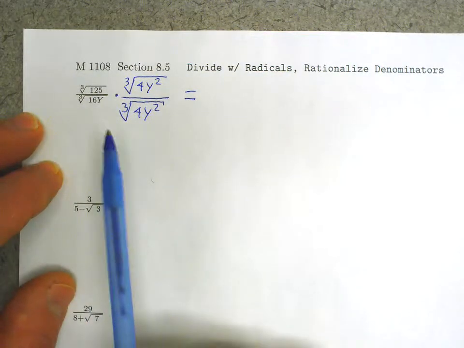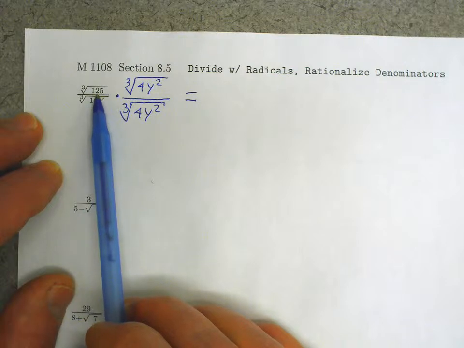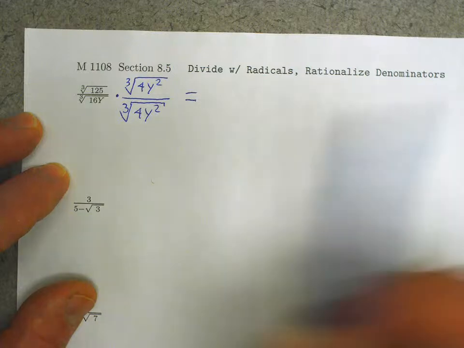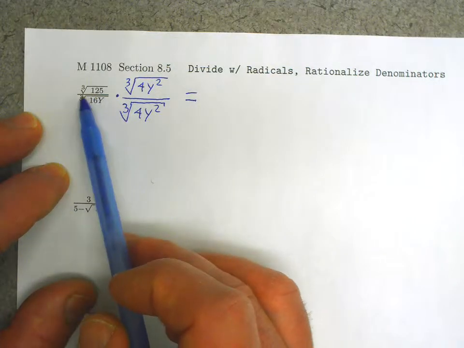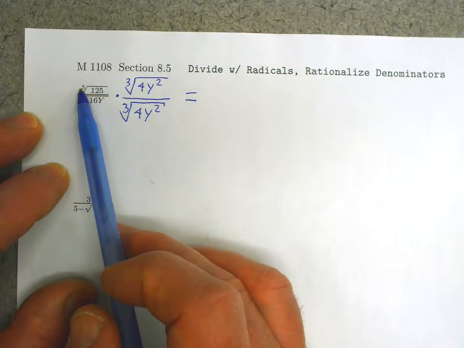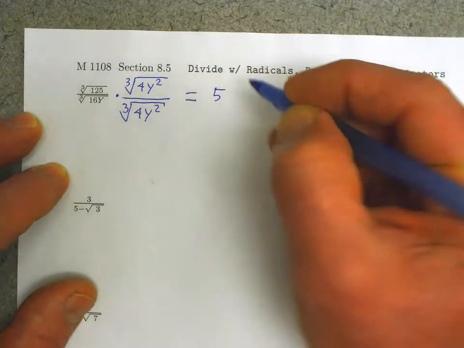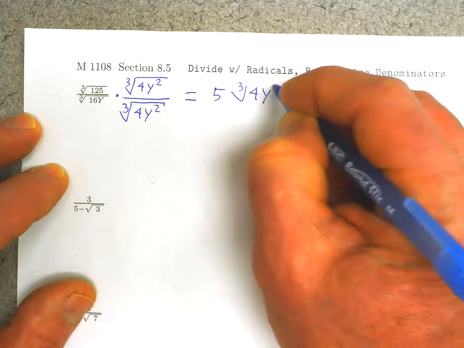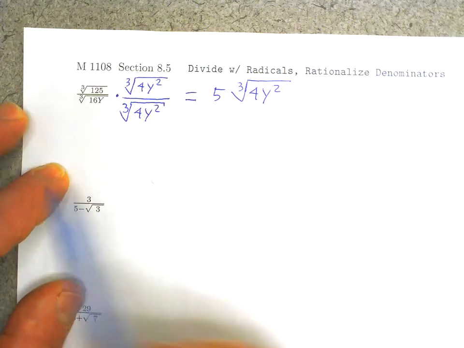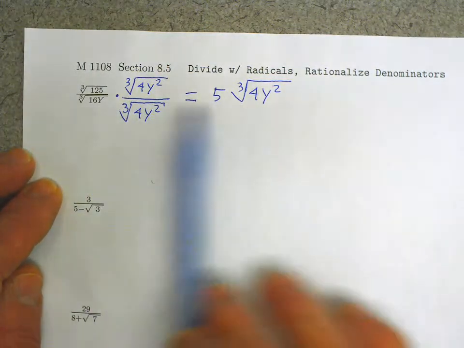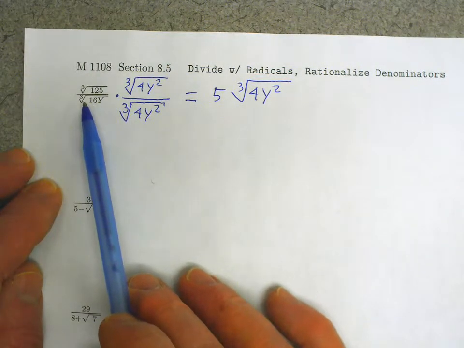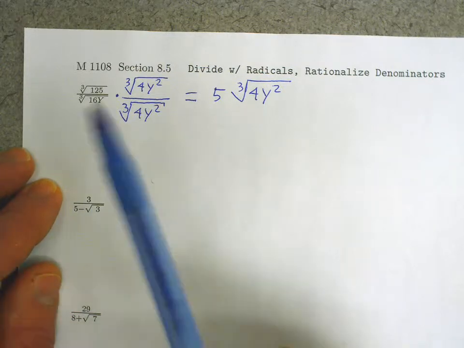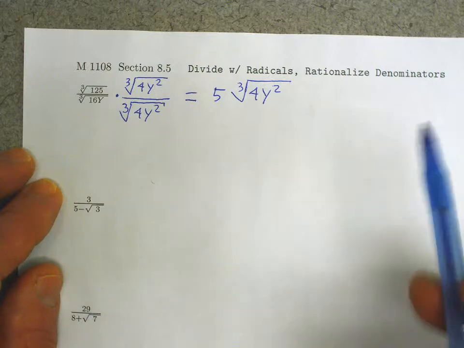But notice that the cubed root of 125 in the numerator simplifies to 5 because 125 is a perfect cube. So it's to our advantage to notice that. Simplify the cubed root of 125 to 5, and then we're multiplying 5 times the cubed root of 4y to the second. If you didn't notice that, we could have written the cubed root of 500y to the second. And we could still make it work, but it would be more work in the long run.